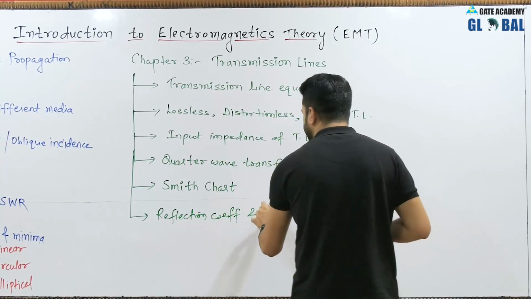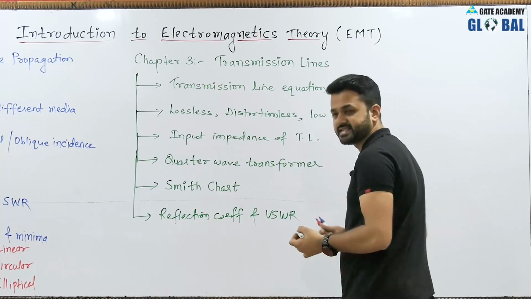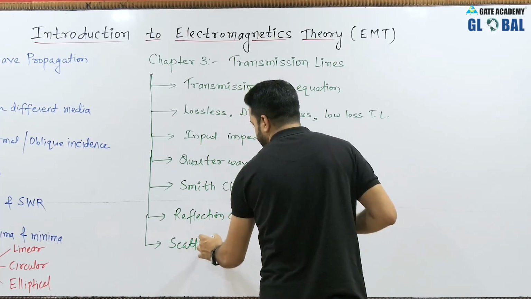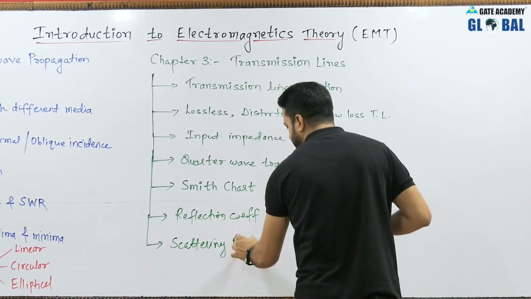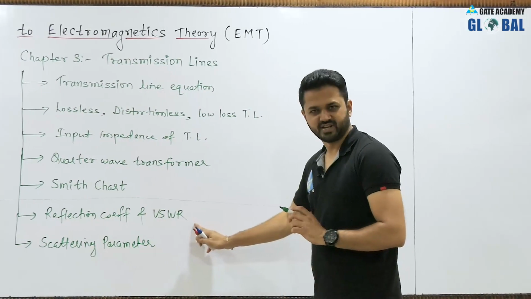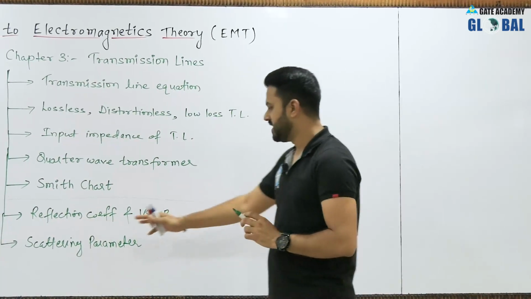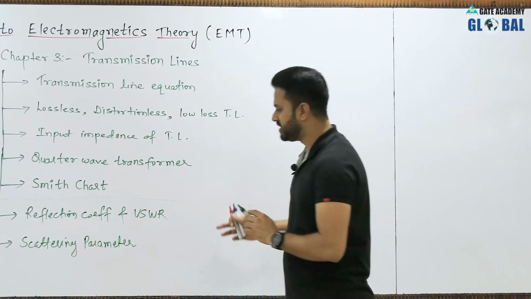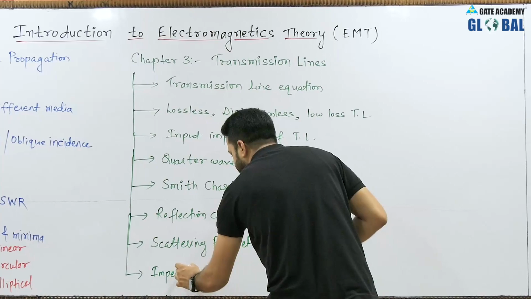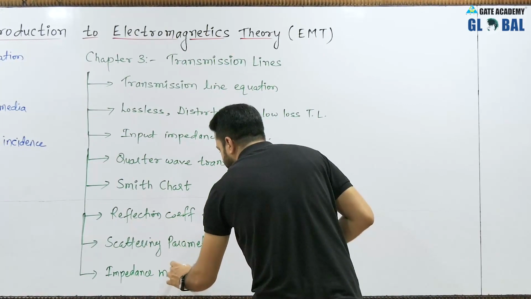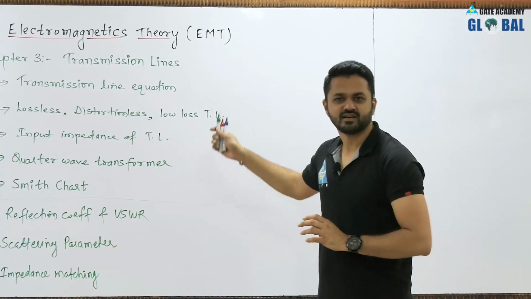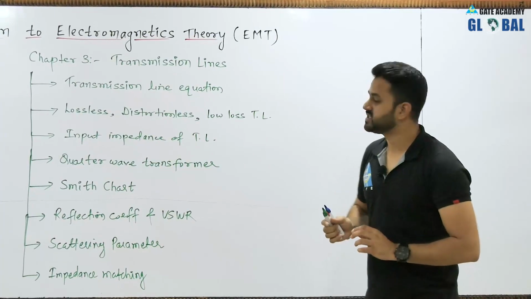and voltage standing wave ratio and current standing wave ratio, again the location of maxima and minima, okay, and scattering parameter. So location of maxima minima comes under reflection coefficient and standing wave pattern and standing wave ratio, and then scattering parameter is in Smith chart and also impedance matching. So these are the topics that have been covered in this particular chapter.